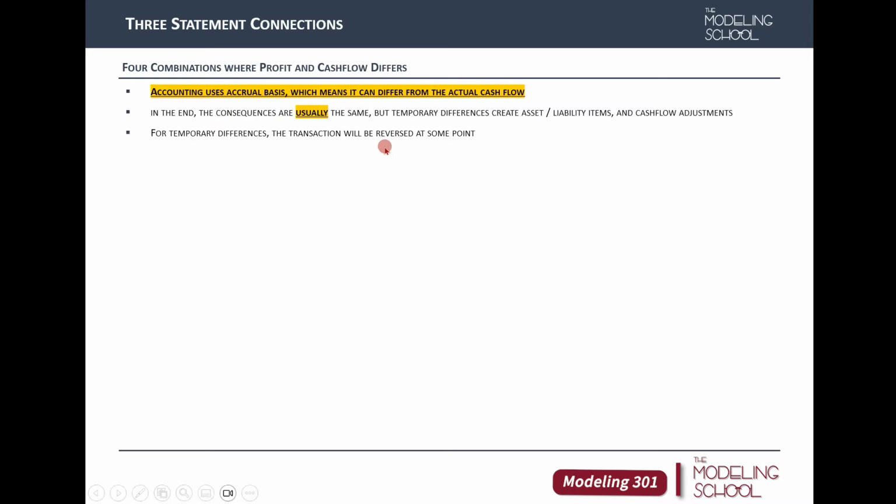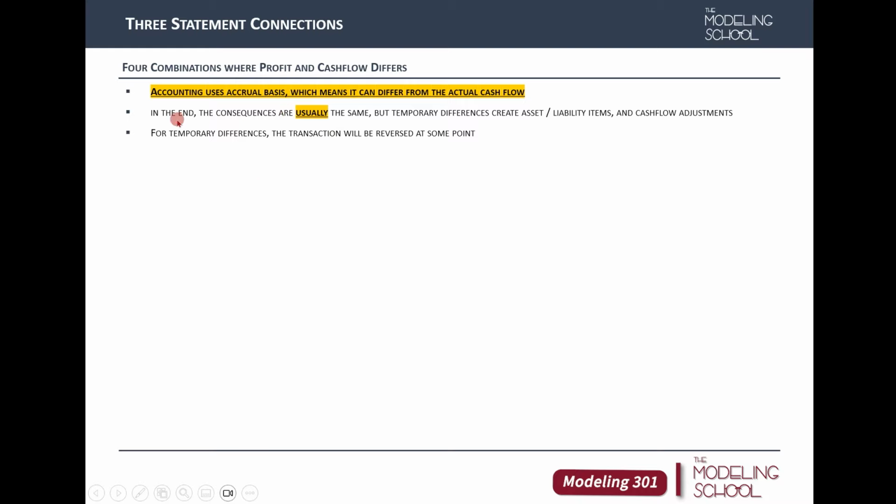So let's go over the basics and just look at when we need these three statement connections. There are basically four combinations where profit and cash flow differs. And this is where all the difficulties in accounting start. If profit and cash flow are equal to each other, there will be no difficulties in any financial analysis or modeling. But when these two are different, that creates problems.